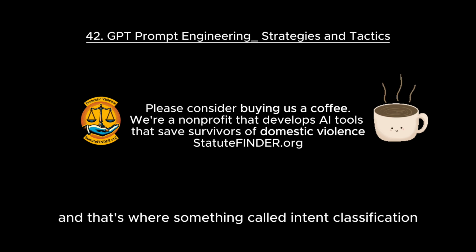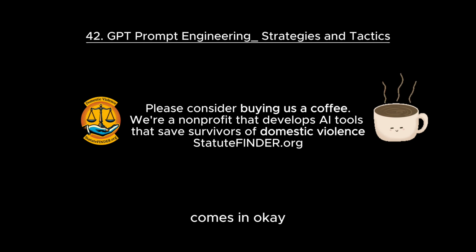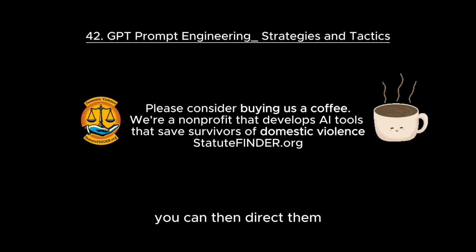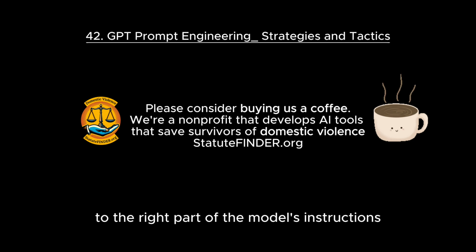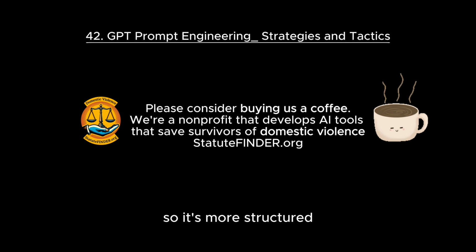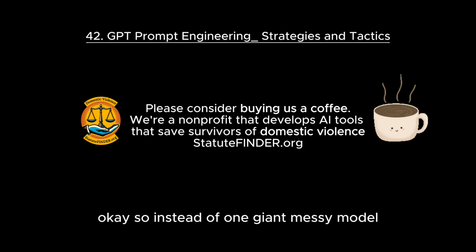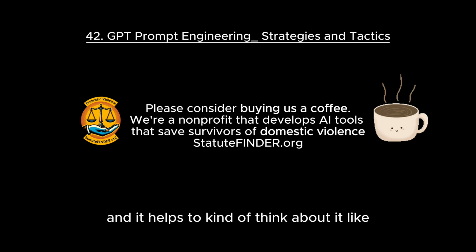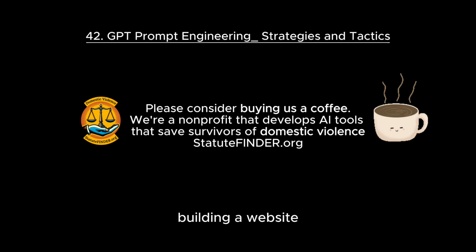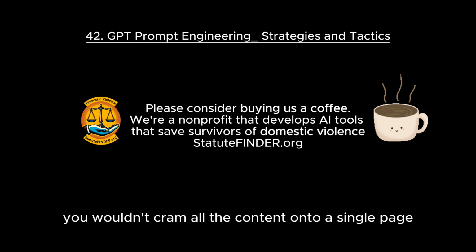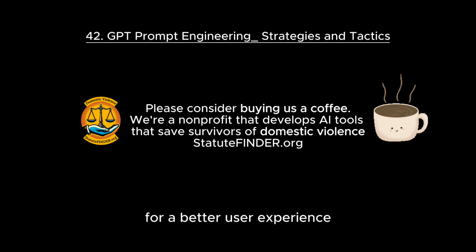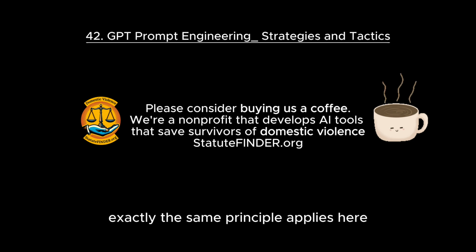Exactly. And that's where something called intent classification comes in. By figuring out what the user's intent is first, you can then direct them to the right part of the model's instructions. So it's more structured. Way more structured and efficient. So instead of one giant messy model, you're creating smaller, more specialized modules. Exactly. It helps to think about it like building a website. You wouldn't cram all the content onto a single page. You'd organize it into different sections for a better user experience. For a better user experience, exactly. The same principle applies here.